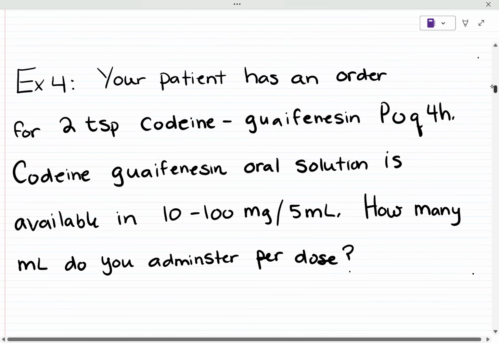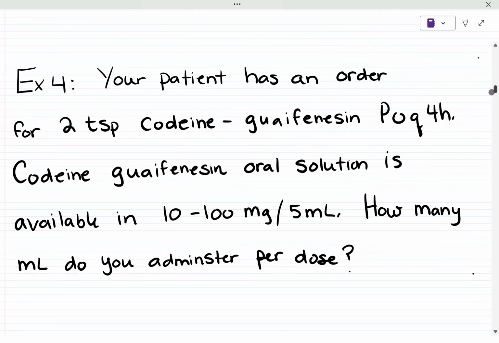So question 4. Question 4 says your patient has an order of 2 teaspoons of codeine phosphate PO Q4H. Codeine phosphate oral solution is available in 100 milligrams per 5 milliliters. How many milliliters do you administer per dose?